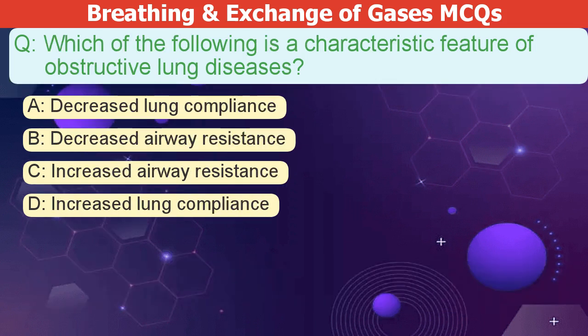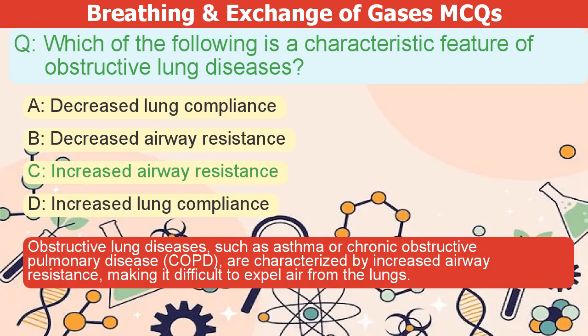Which of the following is a characteristic feature of obstructive lung diseases? A. Decreased lung compliance. B. Decreased airway resistance. C. Increased airway resistance. D. Increased lung compliance. The correct answer is C. Obstructive lung diseases, such as asthma or chronic obstructive pulmonary disease, COPD, are characterized by increased airway resistance, making it difficult to expel air from the lungs.